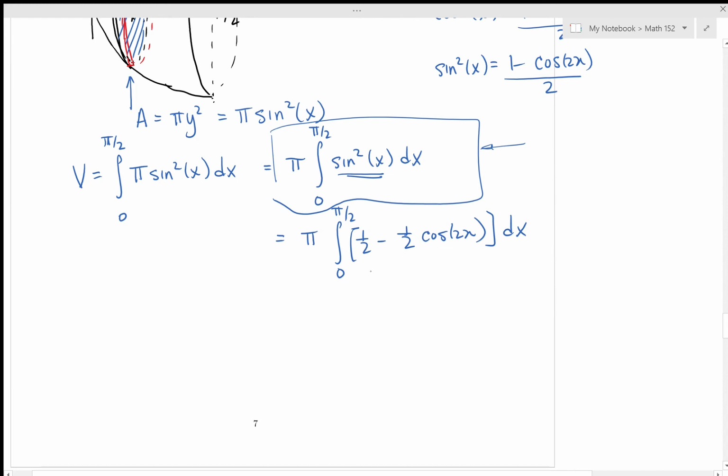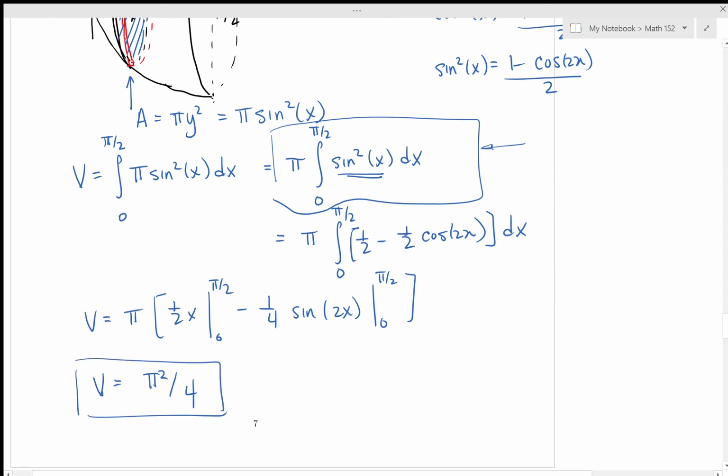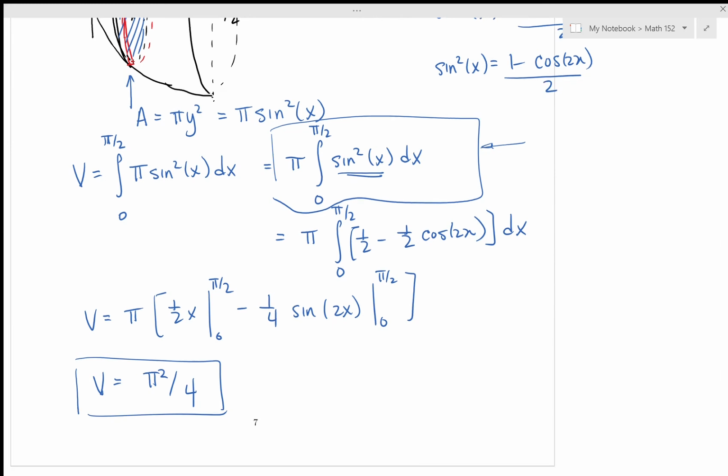So here we are. We're going to quickly finish this one. It's 1/2 minus 1/2 cos 2x, so this is a straightforward integral. The volume is then going to be pi times 1/2 x evaluated at 0 and pi by 2, minus 1/4 sine 2x evaluated at 0 and pi by 2. I do the arithmetic now, and again you should check those steps, I got pi squared by 4. So the volume of that bowl is pi squared by 4. Okay, let's do another one.